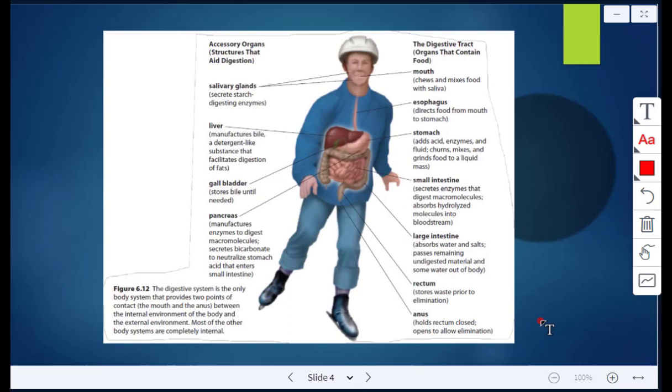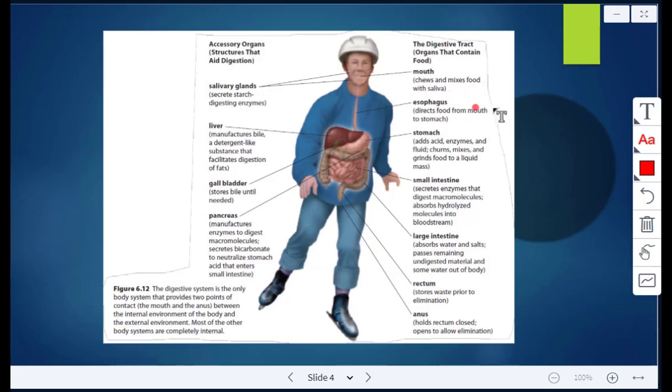All right, this is just another diagram. This diagram is including the structures of the digestive system and also giving a little bit of a summary of their functions. So starting here again at the mouth area, we have those salivary glands. They are important for secreting enzymes, especially a starch digesting enzyme. The mouth, that's where mechanical digestion takes place, chewing and mixing the food with saliva.